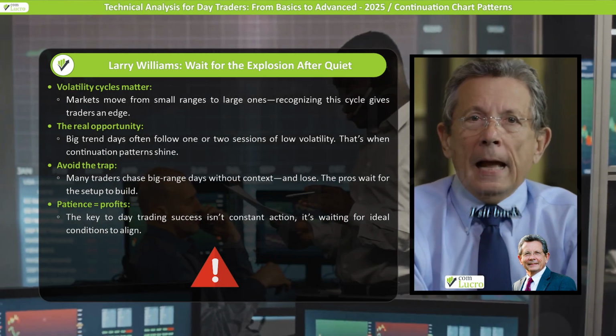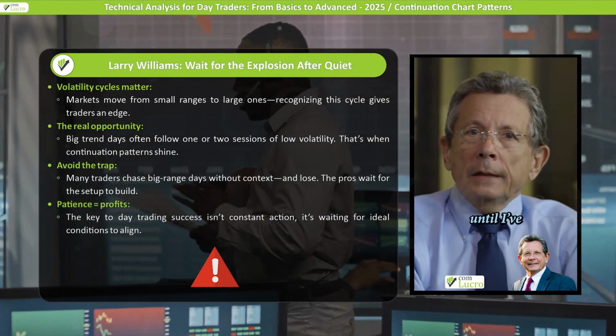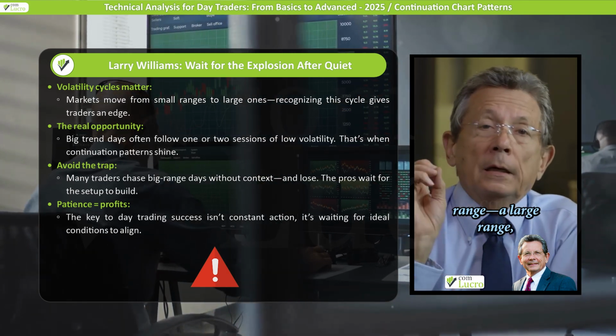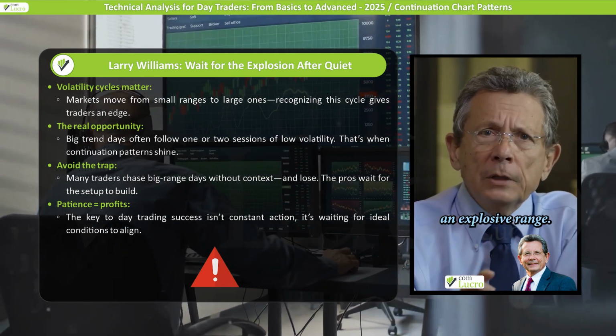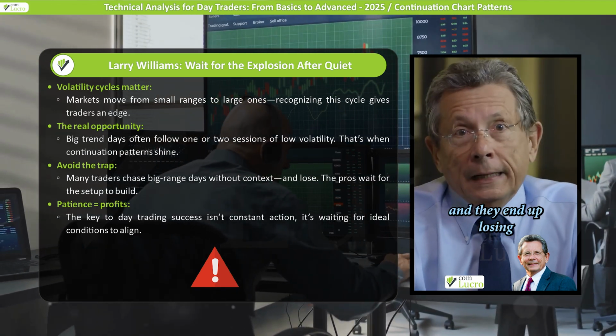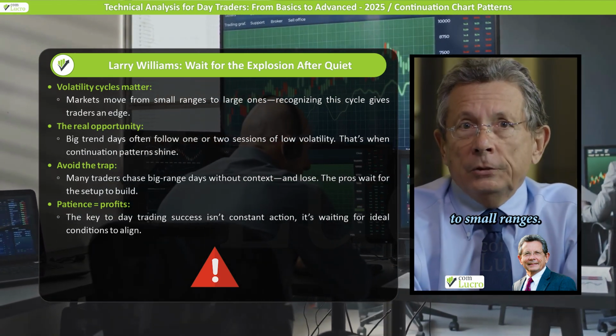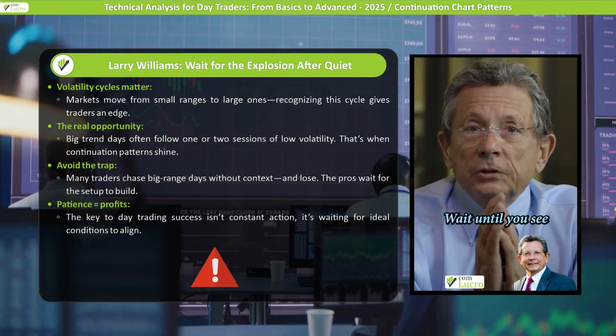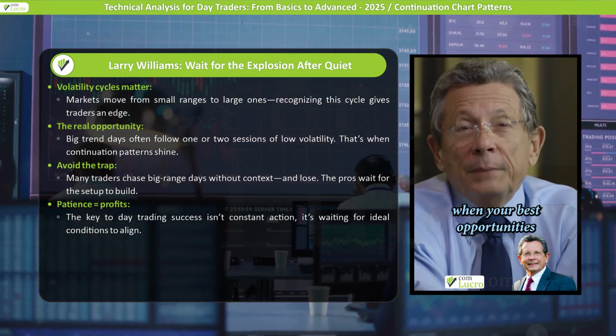So when I'm day trading, I sit back, I wait until I've seen a series of small ranges, because then I know I'm going to have a large range, an explosive range. Large ranges don't attract me to day trading. They do most day traders, and they end up losing because then we go into small ranges. To be a successful day trader, use patience, wait until you see small ranges, because that's when your best opportunities are going to come.